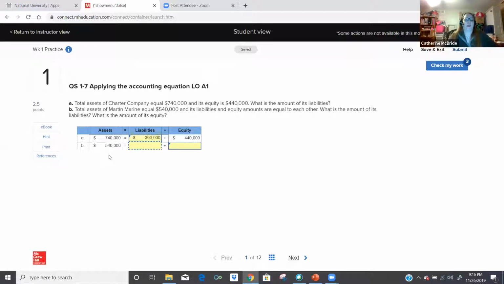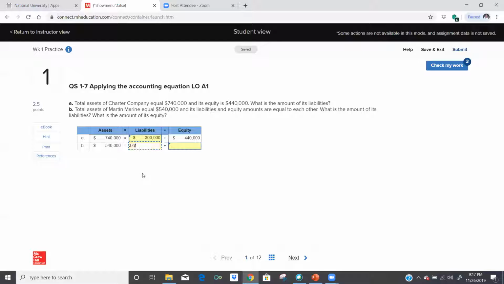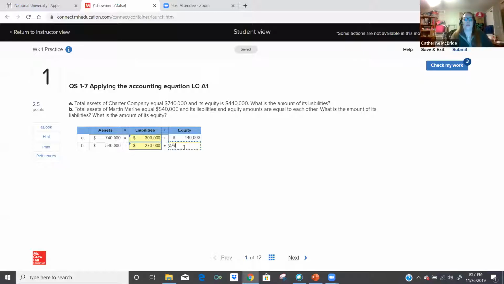Okay, so if assets are 540,000 and total assets and liabilities and equity are equal, how much are liabilities and equity? Is it 270? I think so. But here's how we can make sure. So I'm going to put in 270. So I'm thinking, okay, do I understand the accounting equation?